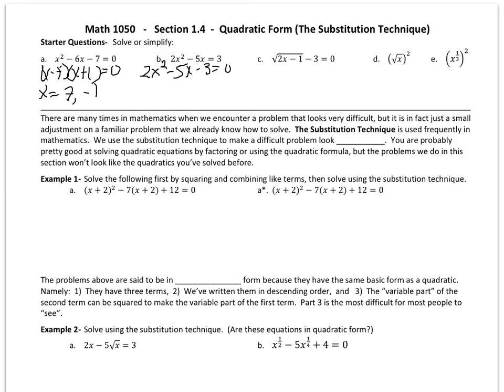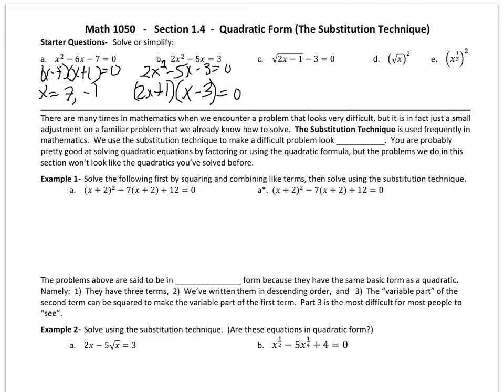And is that factorable? I believe it is. 2x and x. We got 3 and 1, so it's got to be 3 here and a 1 here. Yep, plus 1 minus 3. There we go. So x is negative 1/2 and x is 3.